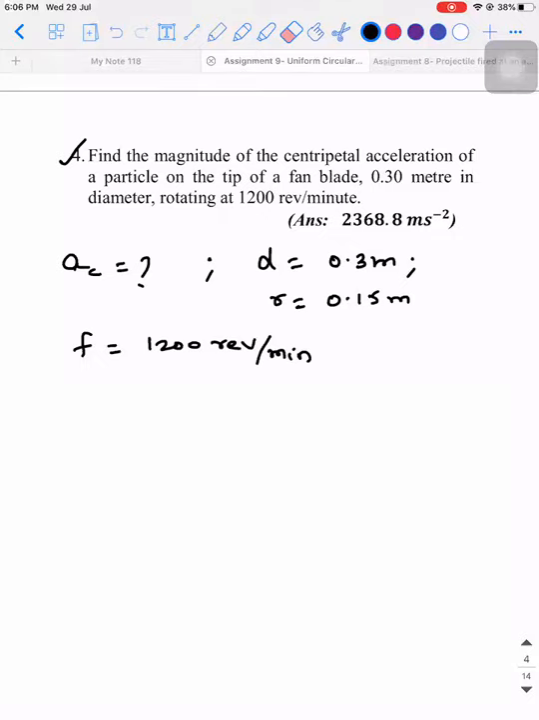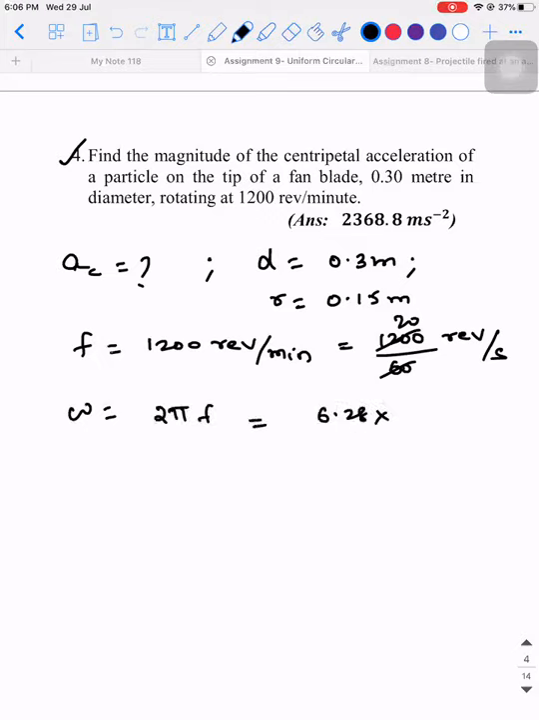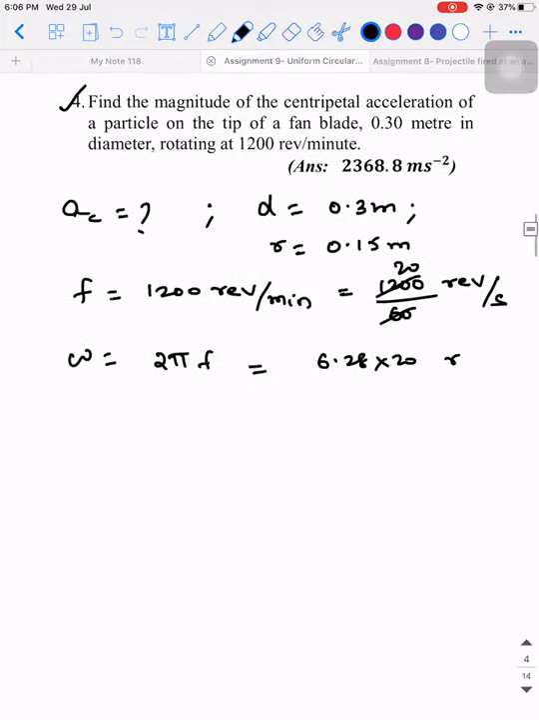So tell me how to solve. Frequency is 1200 revolutions per minute. So this will be converted to 1200 revolutions per 60 seconds, that will be 20 revolutions per second. So omega will be equal to 2 pi into f. That will be 6.28 into 20, so those many radians per second.